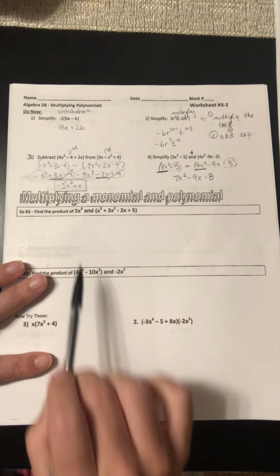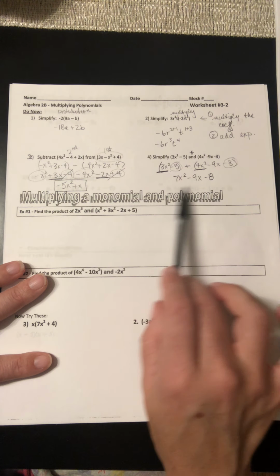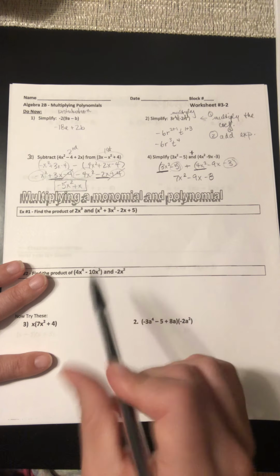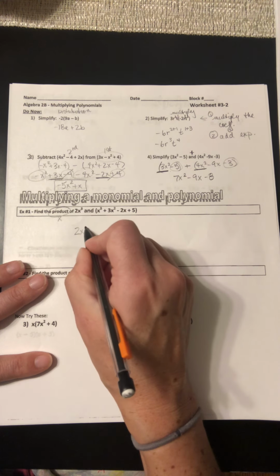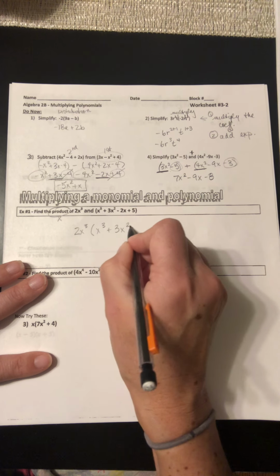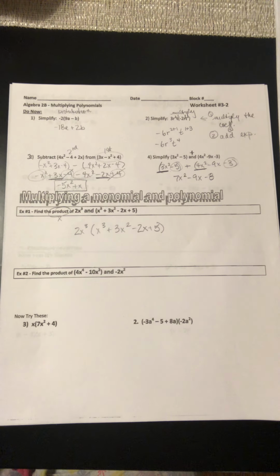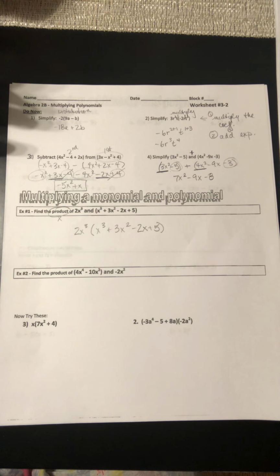So now what we're going to do is we're going to multiply a monomial by a polynomial with more than, well, in this case, 4 terms, okay? So you're just going to set it up. Product means multiplication. So 2x cubed, x cubed plus 3x squared minus 2x plus 5, okay? So you're going to set it up like that. And then it's basically the same thing as number 1, except it's just a little bit longer, okay?